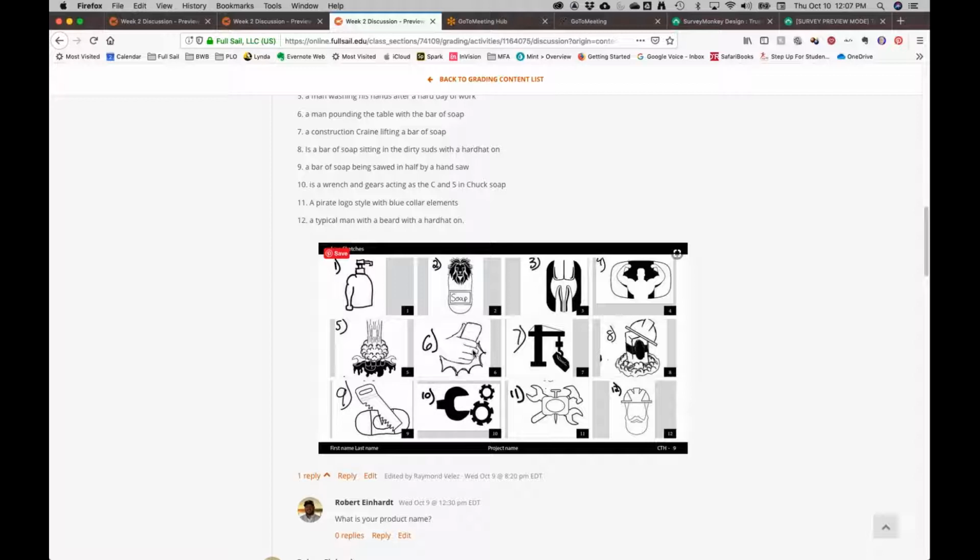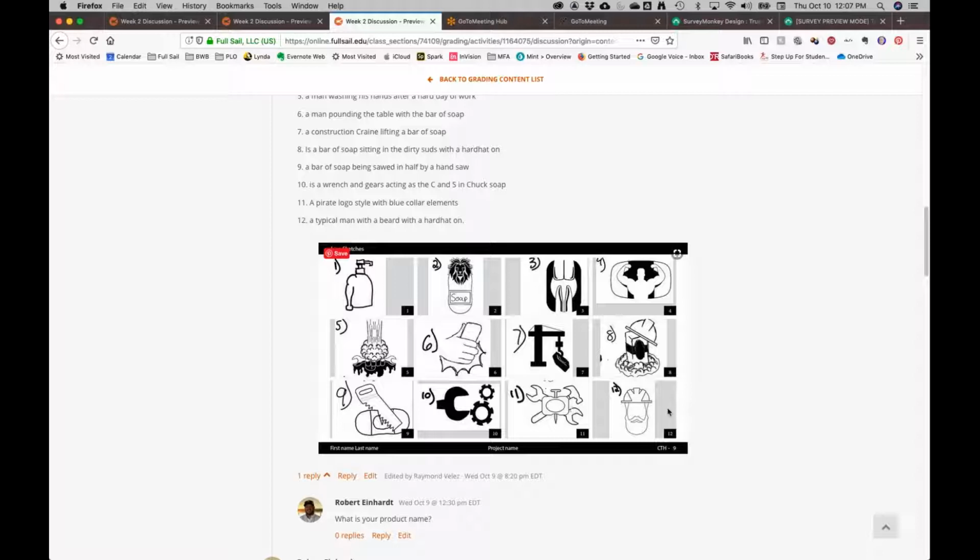All right. Hand with soap. It's like he's smashing it down on the thing, like a manly type thing. Okay. I don't know if you see that action, the crane lifting the soap. Soap with a hard hat. Tools cutting into the soap. A wrench and gears.